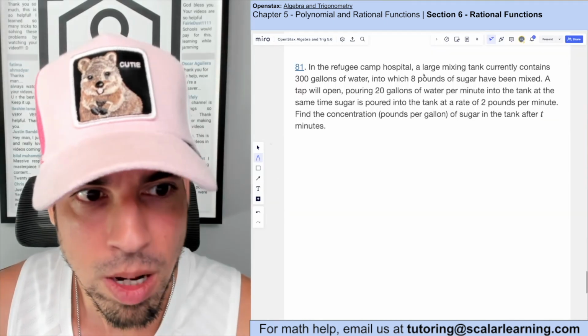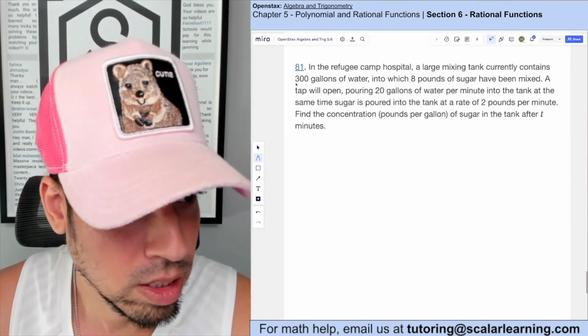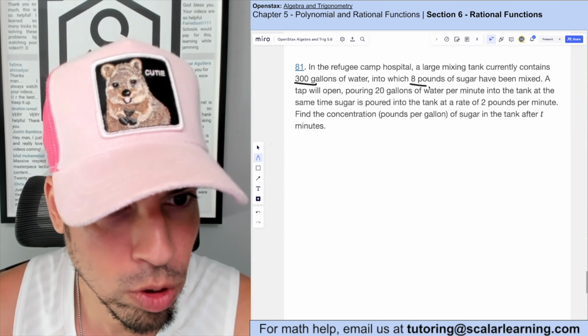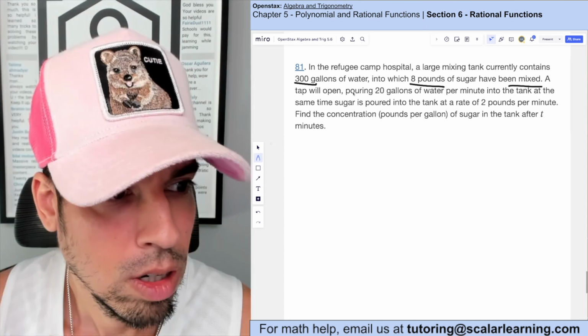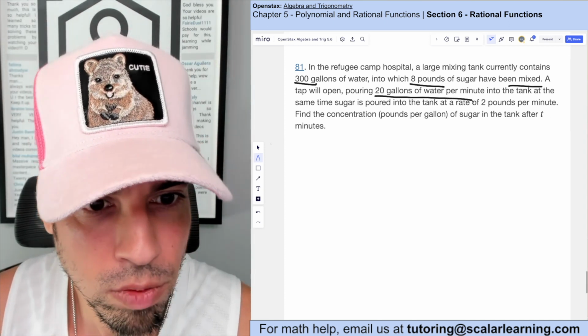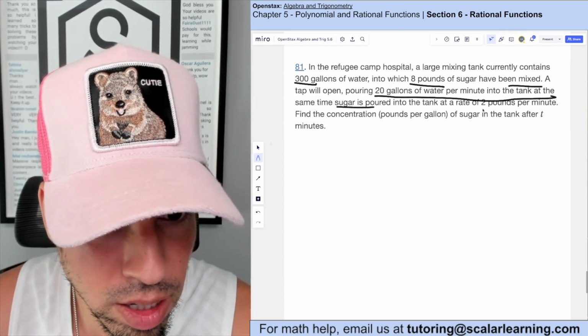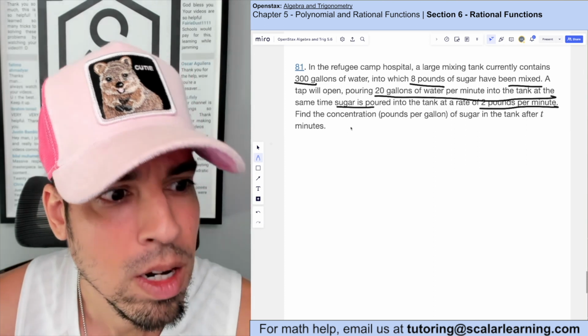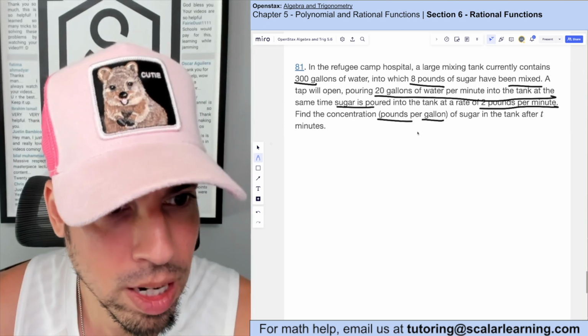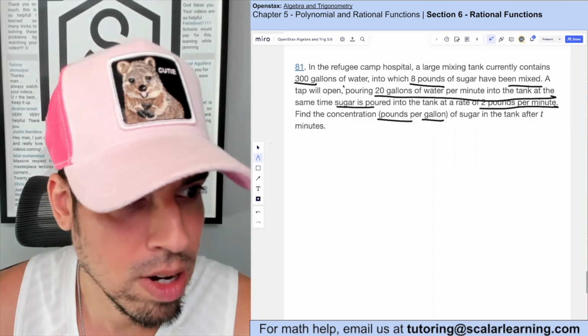In a refugee camp hospital, a large mixing tank currently contains 300 gallons of water, into which 8 pounds of sugar have been mixed. A tap will open, pouring 20 gallons of water per minute into the tank. At the same time, sugar is poured into the tank at a rate of 2 pounds per minute. Find the concentration in pounds per gallon. So it's literally pounds divided by gallons.